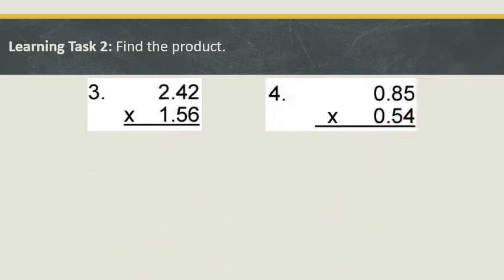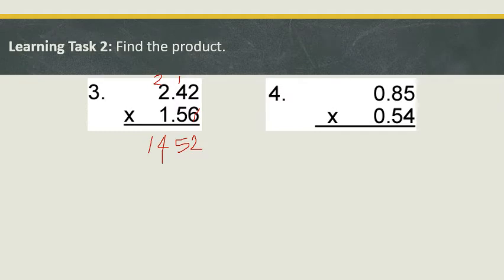Okay, next, number 3. So, ganun po ulit ang pag-multiply natin. Start tayo lagi dito sa ating kanan. So, 6 muna tayo. Okay, so 6 times 2 is 12. So, carry 1. 6 times 4 is 24 plus 1 is 25. So, carry 2. 6 times 2 is 12 plus 2 is 14. Okay, so next naman tayo.